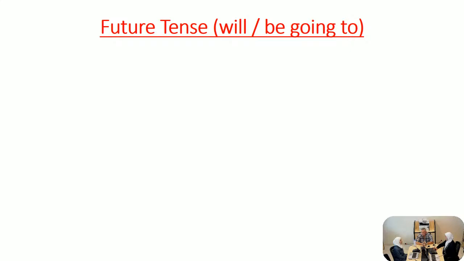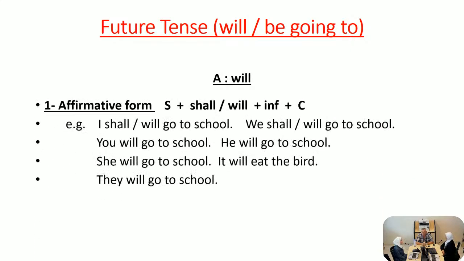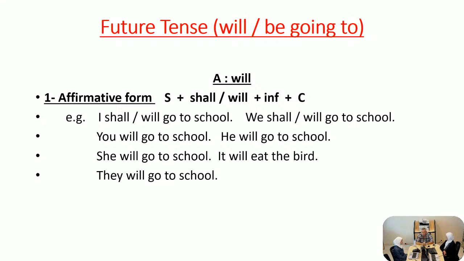Future tense, will and be going to, Ms. Ma. First, we start with will. In the affirmative form, we use the subject, shall or will, and the infinitive, then the complement of the sentence. I shall or I will go to school. We shall or we will go to school. You will go to school. He will go to school. And here we have a note that shall is only used with I or we, not the rest of the pronouns. She will go to school. They will go to school.